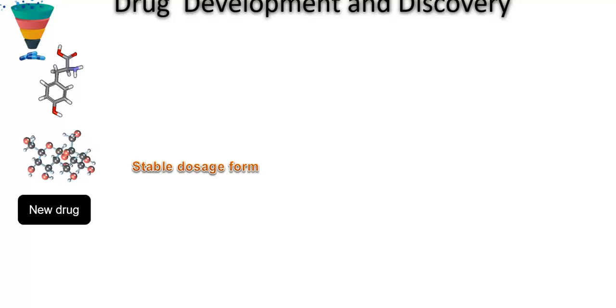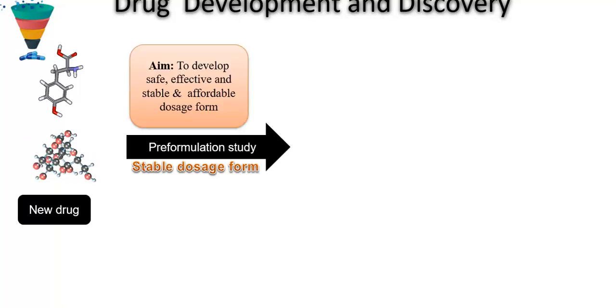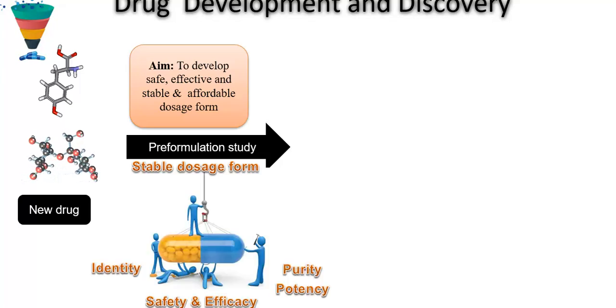So let us talk about drug discovery and development. We all know pre-formulation is the phase where we study the physical, chemical, and mechanical properties of the drug substance to design a stable, safe, effective dosage form. That is very important. Whenever you have a new dosage form or a new drug, we always aim to develop safe, effective, stable and affordable dosage forms, in order to achieve identity, safety, efficacy, purity and potency.